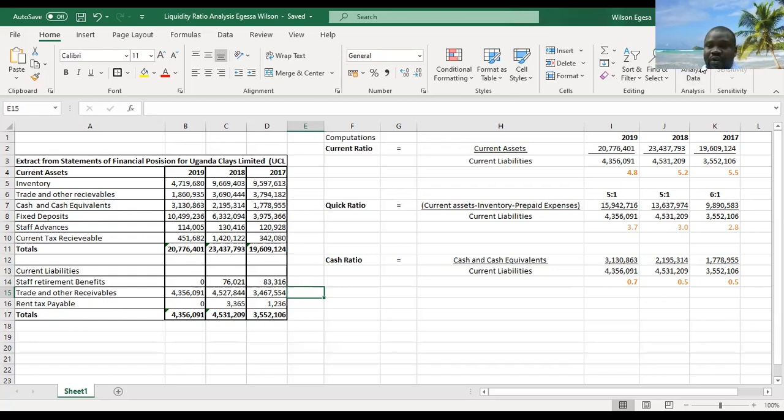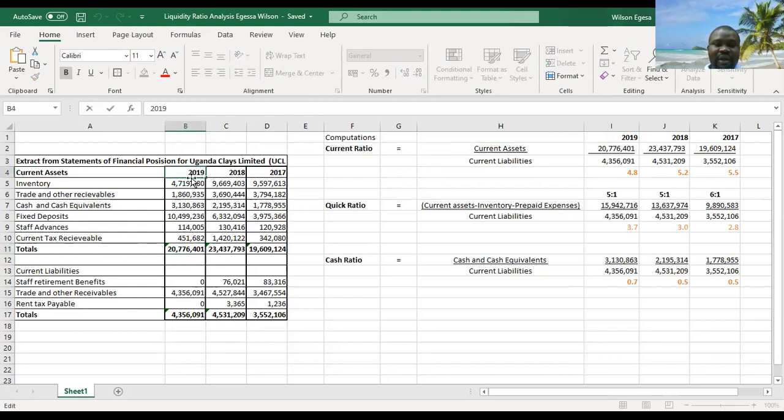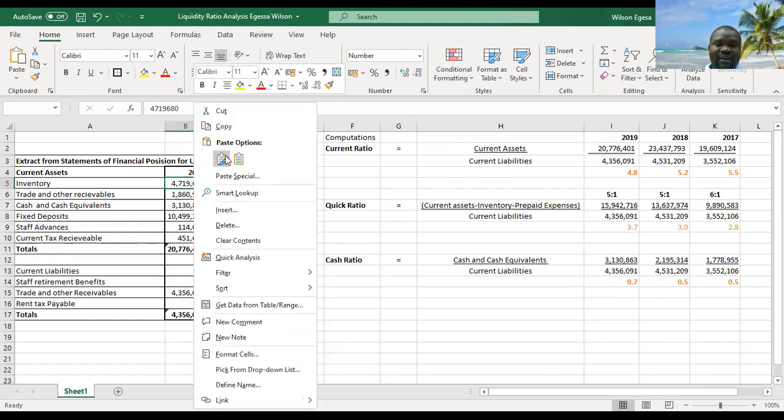Looking at our formula that we already talked about in the other presentation, we realize that current ratio equals current assets divided by current liabilities. In the year 2019, the current assets were 20 billions. These figures are in thousands. So 20, it's not 20 million, but it is 20 billion.